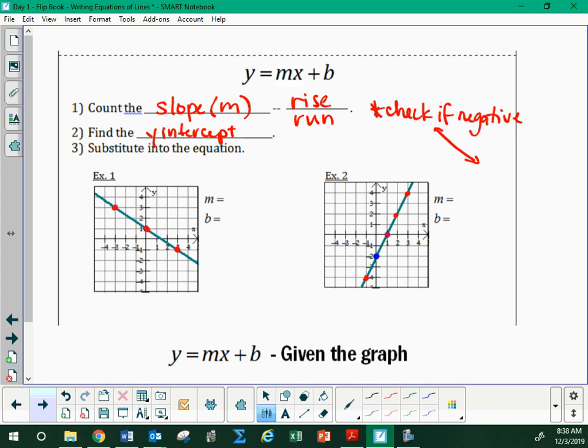Okay, so counting our rise over run, I'm going to start at this guy. I went up 1, 2, so that's a rise of 2. And left 1, 2, 3. And like we said, this is a negative slope. Now my y-intercept, that's where it crosses my y-axis, that's this spot right here. What is my y value there? 1. That's positive. So when we go to write our equation, we just simply put in the information. Y equals negative 2/3 x plus 1.